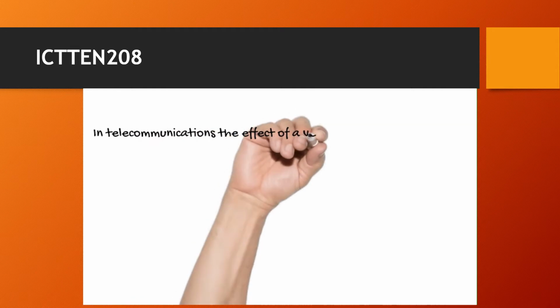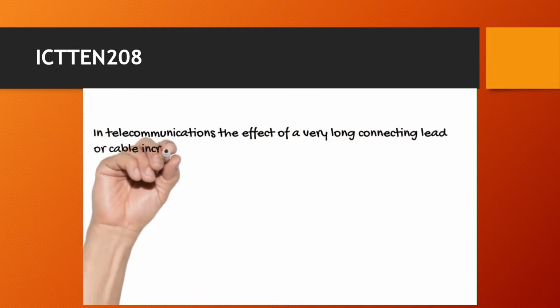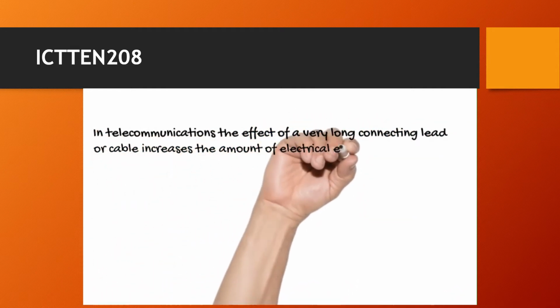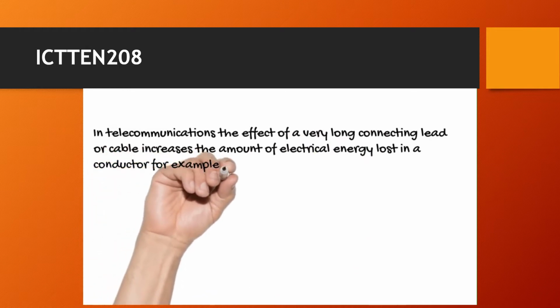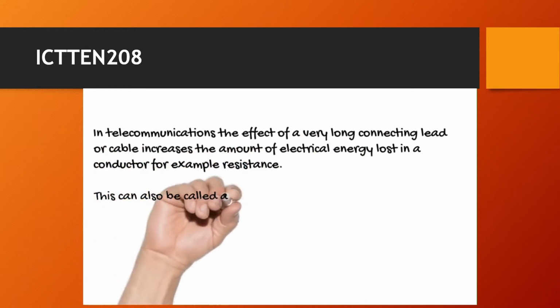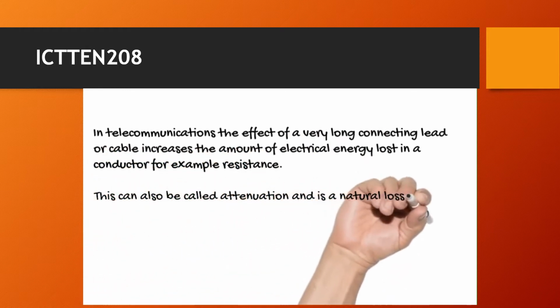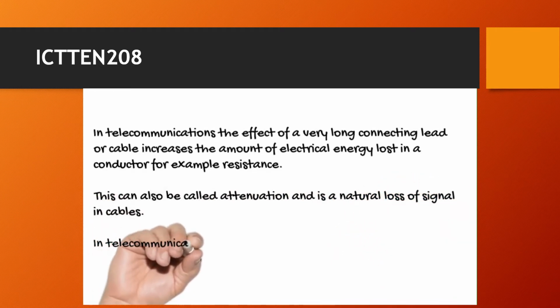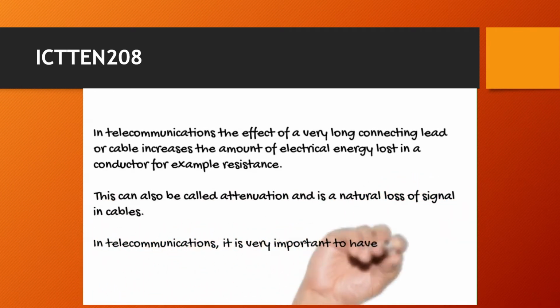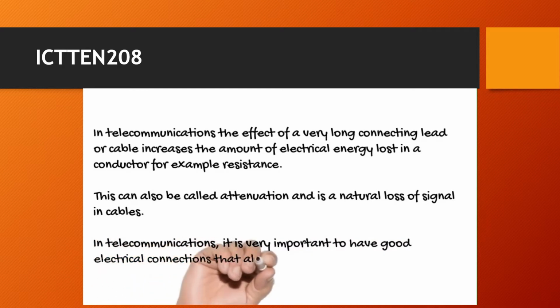In telecommunications, the effect of a very long connecting lead or cable increases the amount of electrical energy lost in a conductor, for example resistance. This can also be called attenuation and is a natural loss of signal in cables. In telecommunications, it is very important to have good electrical connections that also limit attenuation.